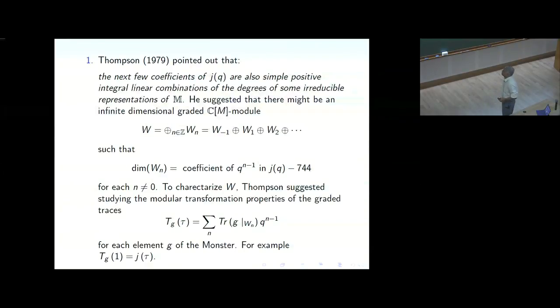He suggested that there might be an infinite dimensional graded algebra such that the dimension of W_n is the coefficient of q to the power n minus 1 in J(q) for each n. And this is actually the basis for looking for an infinite dimensional graded Lie algebra, which was constructed by Lepowsky, Borcherds, and so on.